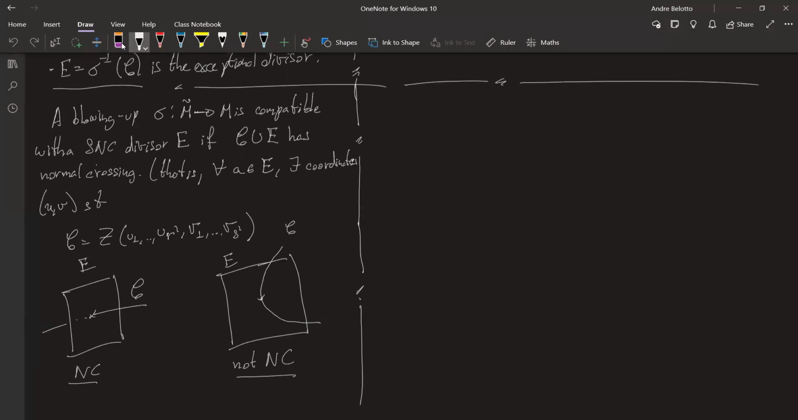Okay. So you have a divisor on M, you have the center C, and if the divisor and E have this relationship, then any blow up with center C is compatible with E. That's what it means, right? It means that any blowing up with a center with this condition. So in the case on the left, it's going to be compatible. But in the case on the right, it's not going to be compatible. So you cannot blow up that center. Yeah, thank you.